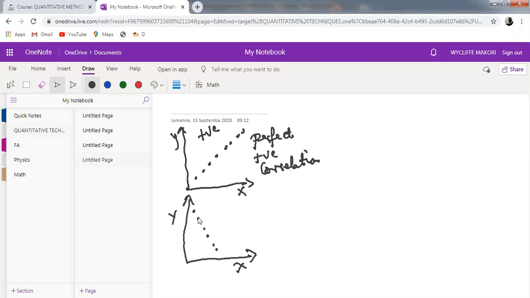When the line is sloping like this, and the points are on a straight line, that is a perfect negative correlation. This is a perfect negative correlation. You can have your points being plotted whereby the points are sloping actually like that.